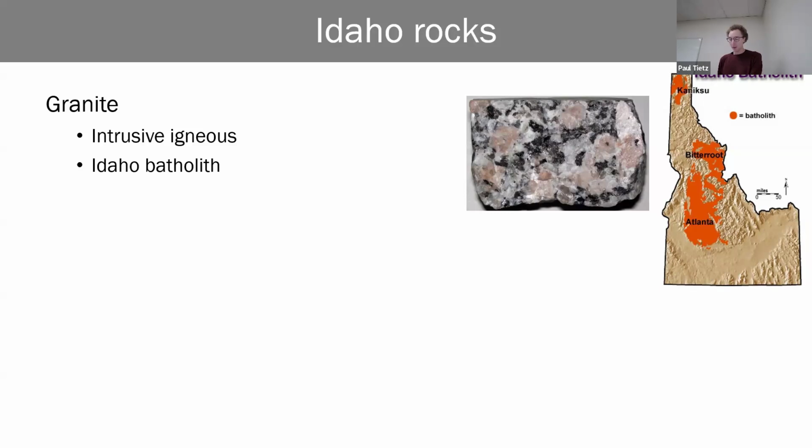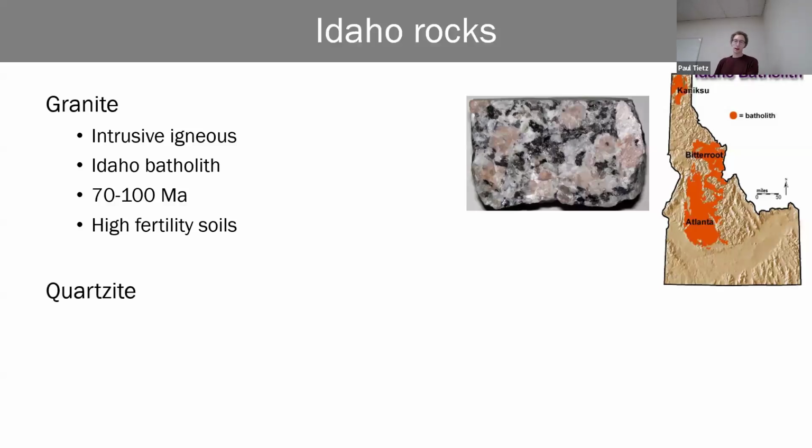Another type of bedrock we have here that I think of as hard to weather is, or no, so before we move on, our granite, this Idaho batholith, 70 to 100 million years old. And this one produces relatively highly fertile soils when you're able to weather it. Granite residuum soils, probably higher natural fertility compared to quartzite.